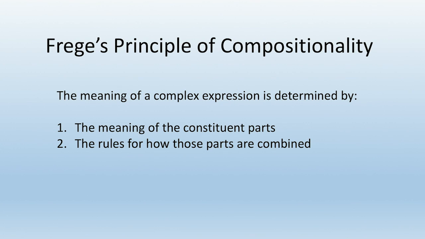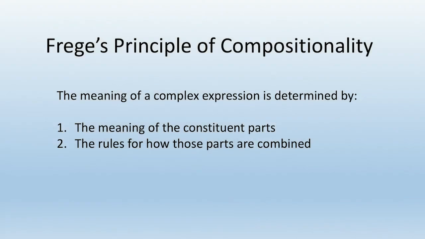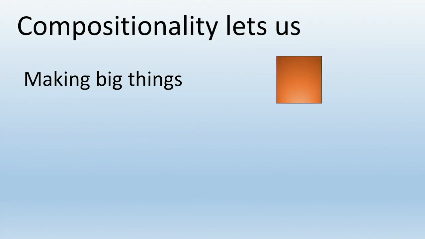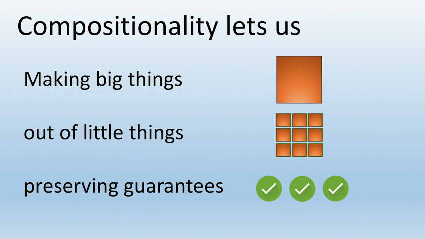Compositionality. The definition that people go to most is attributed to Gottlob Frege, the German philosopher and mathematician in the 19th century. And it's something like, the meaning of a complex expression is determined by the constituent parts and the means by which they're assembled. In other words, if you know the parts by which something is built and you know the way that they're put together, there's nothing more to be said about the whole. And that's a really important thing. Maybe a punchier way of putting it is it lets us build big things out of little things, preserving guarantees.